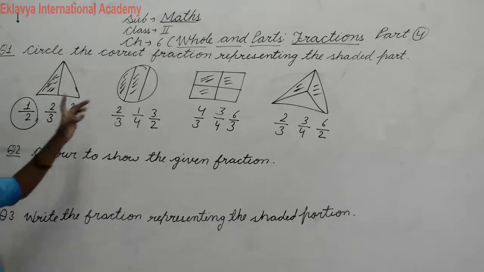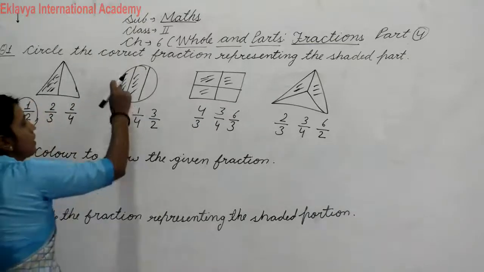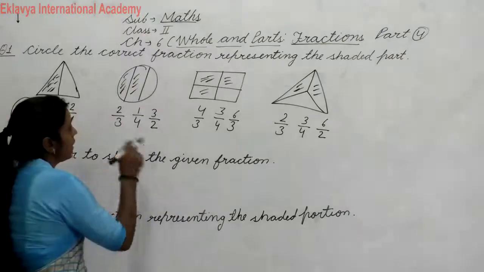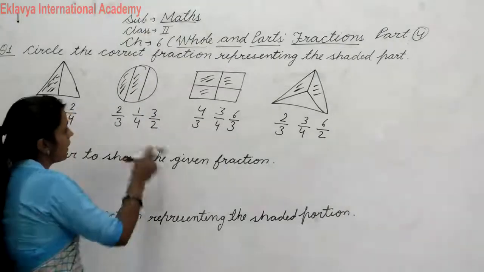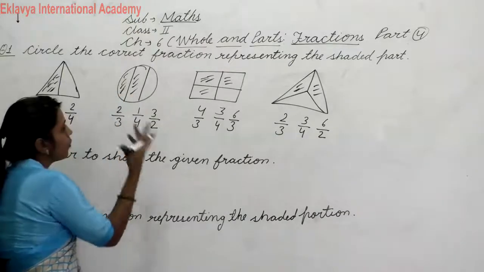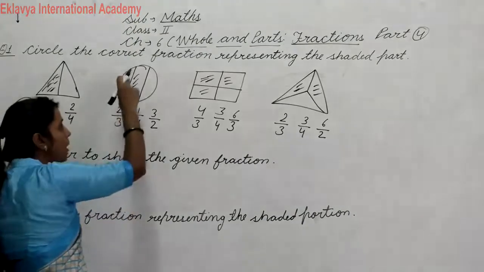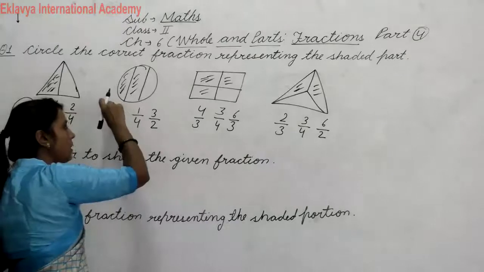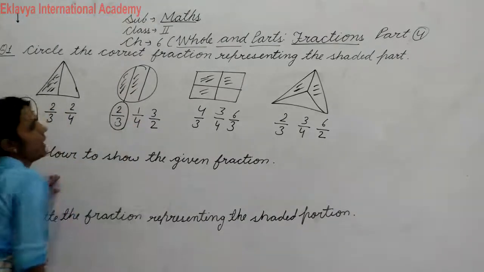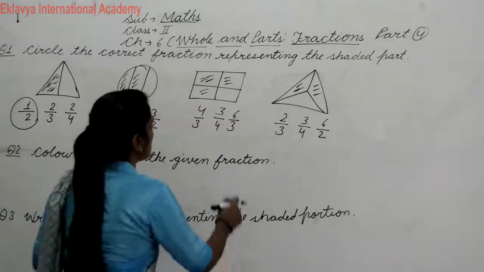Second picture I have given you. Suppose I fill color in two parts and I divided it into three parts. I told you in our previous lecture, color part we will put on the upper side and total part downside. So which is your correct fraction? This is your 2 upon 3 because 2 parts are colored. So we will write color part on the upper side and total part downside. So which one is right? That is right.